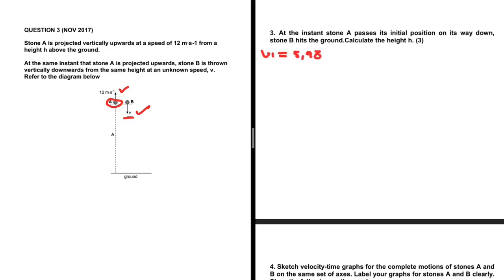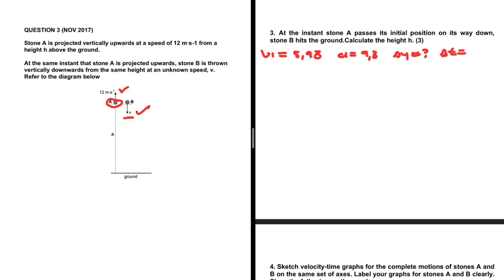It's what we just calculated above, the value of V. And then the acceleration, 9.8, obviously. And then it's supposed to calculate the height h. The displacement of stone B as it strikes the ground will be the height h, right? So delta y is what we are interested in. Which other variable do we have? We actually have the time. Let me show you how.